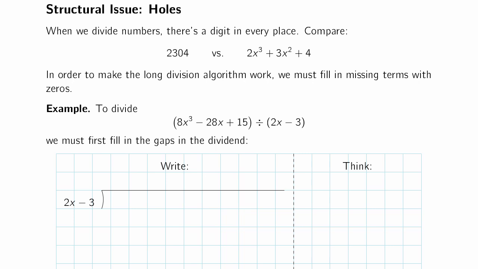When we're working with numbers, there's always a digit in every place. This number, for example, has no tens, but it has a 0 in the tens place, because the place is the only thing that indicates what place each digit is in. On the other hand, in this polynomial that has 0 x's, there's no need for a 0x to hold the place, because the exponents on the x's already indicate what place everything is in.